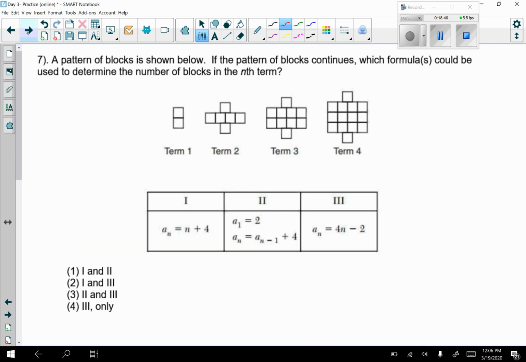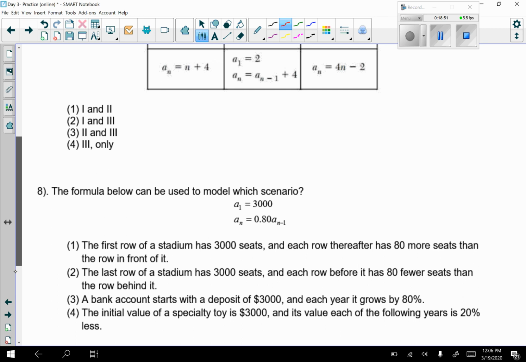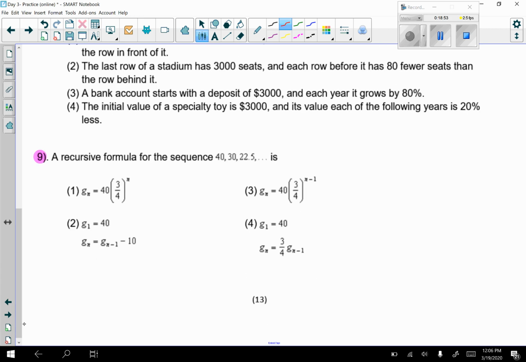We're going to skip number 7 and 8. We're going to go down to number 9. A recursive formula for the sequence 40, 30, 22.5, and so on is... Take a minute, pause, and try this one on your own.